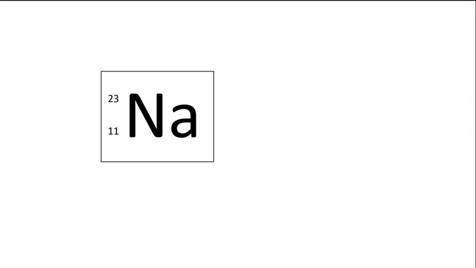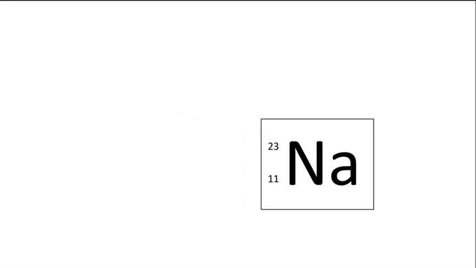We're going to start by using the example of sodium. And on our periodic table we'll see that sodium has two numbers marked, like all elements do, and for sodium these numbers are 11 and 23. You will always see a smaller number and a larger number.